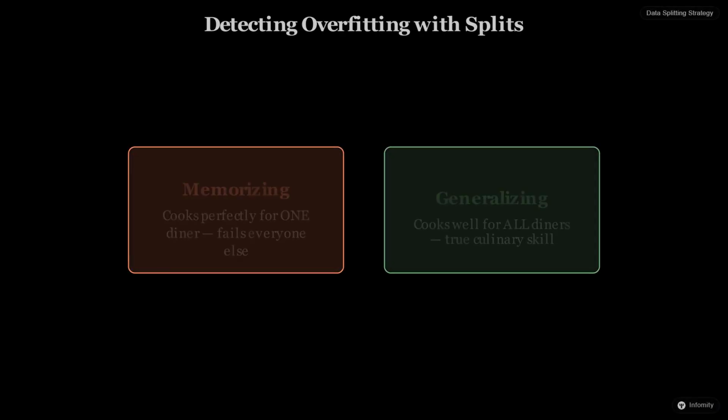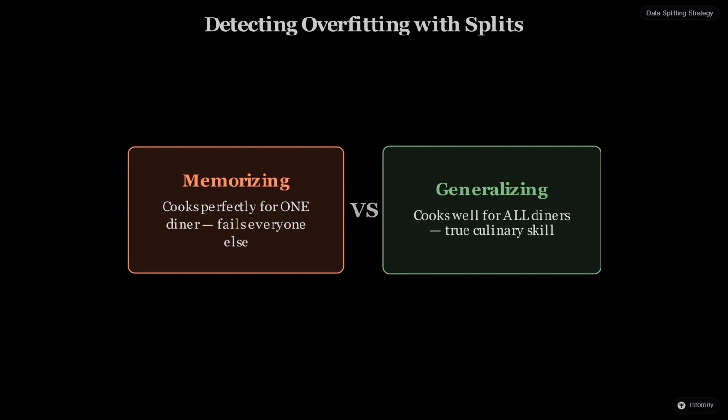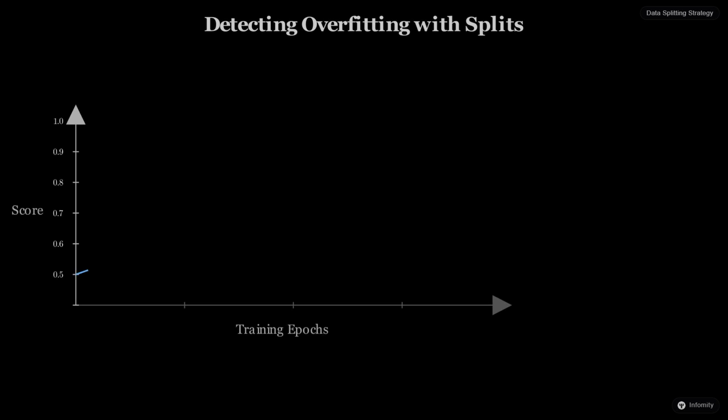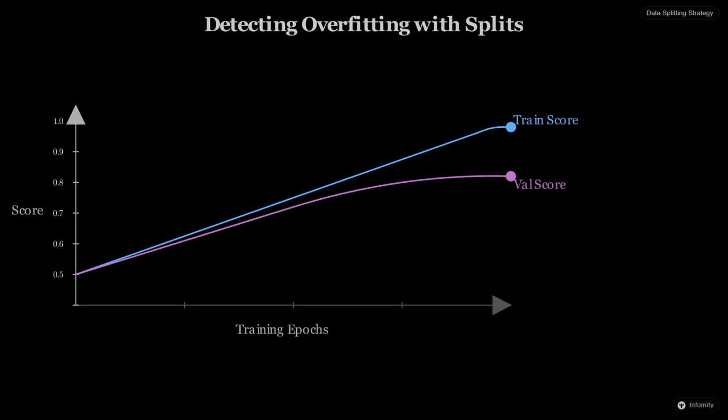A common mistake is memorizing a single person's taste instead of learning to cook well. This is overfitting. By comparing the apprentice's performance in the practice kitchen against the head chef's feedback, we can see if they are just memorizing. If the training score is high, but the validation score is low, our chef is overfitting. We use these separate splits to find the sweet spot where the model generalizes perfectly.